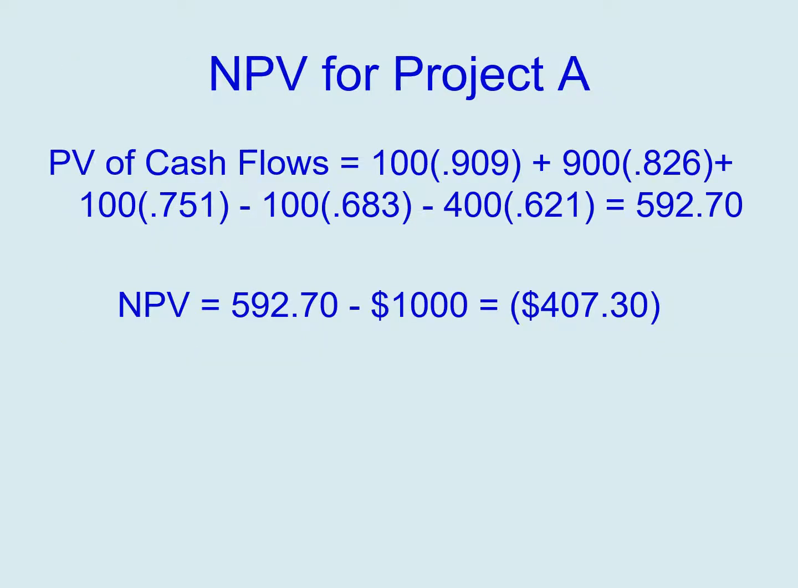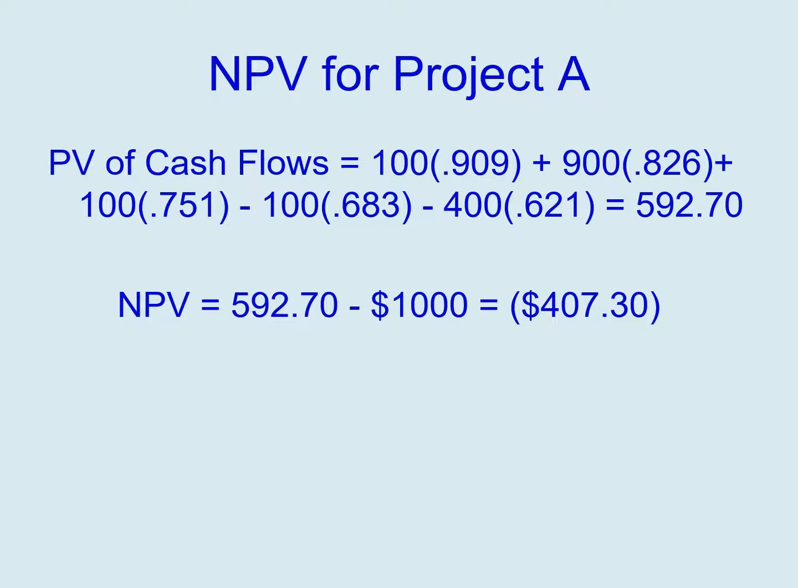Okay, so here's the net present value for Project A as promised. So here's the present value of cash flows. Our cash flow was $100 in year 1, and I got that interest factor of 0.909 from the present value table, looking at the 10% column down 1 period because that cash flow occurs in year 1. The second cash flow that occurs in year 2 has a present value interest factor of 0.826, and then so on. In year 3, 0.751. In year 4, notice the negative sign there.